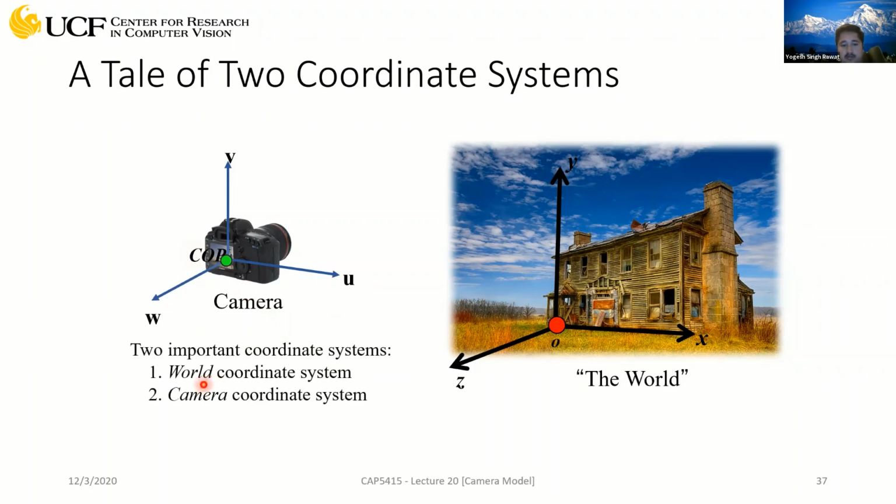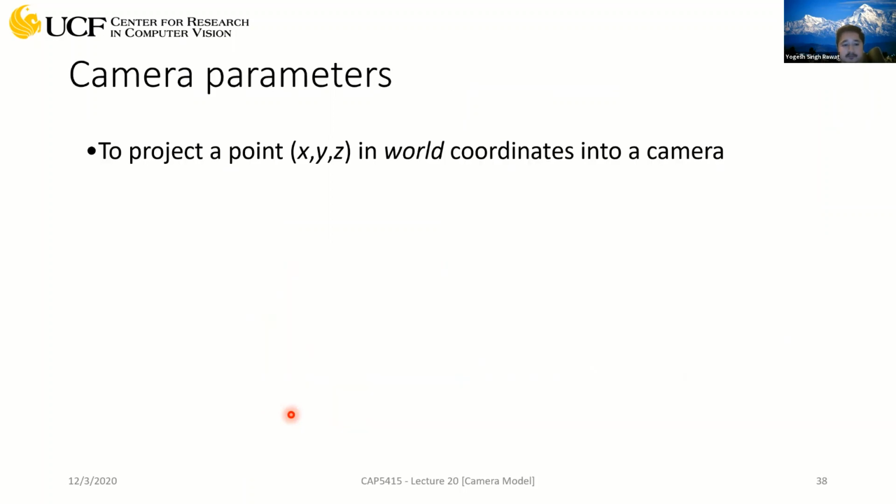Okay, so we call this the world coordinate system and the camera coordinate system. Now, let's go back to camera parameters. What we want to do is project a point in the real world, which can be XYZ, into the camera.